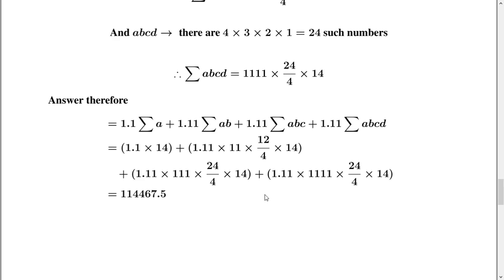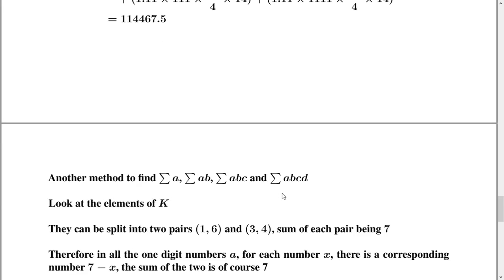Now, another method that we can use is to find the values of summation A, summation AB, ABC, and ABCD. We can use it in this specific question because the input is given that way. The set K has 4 digits, 1, 3, 4, and 6. What you can notice is this set can be split into 2 subsets, the sum of the numbers in each subset being 7. You can club 1 and 6 and 3 and 4. 1 plus 6 is 7, 3 plus 4 is 7, right?